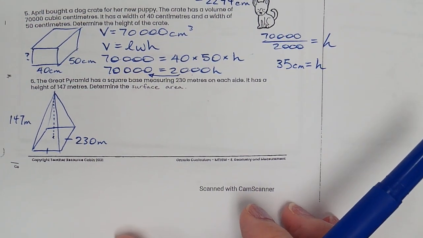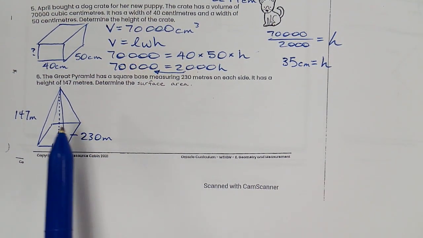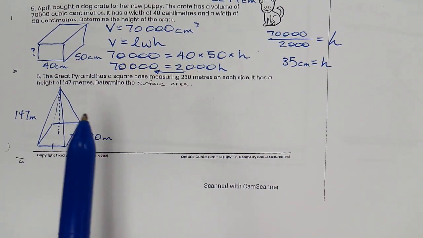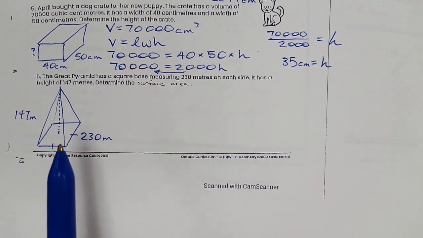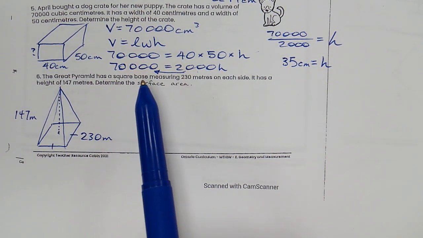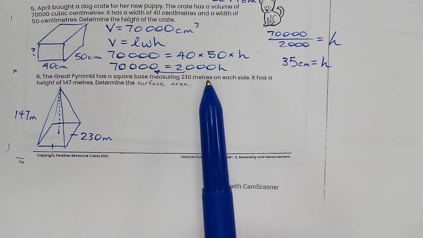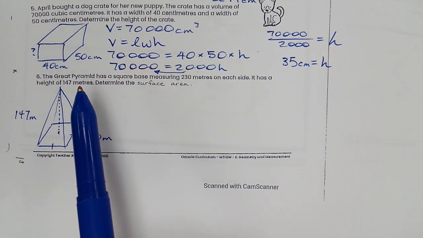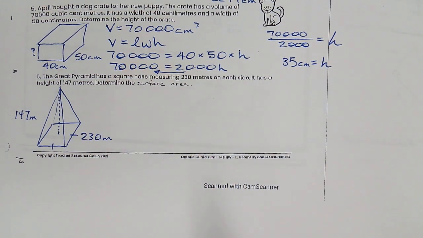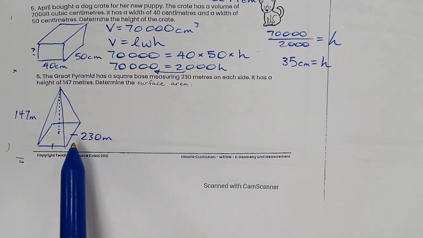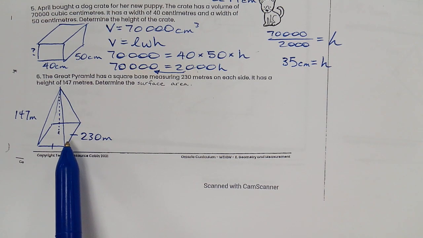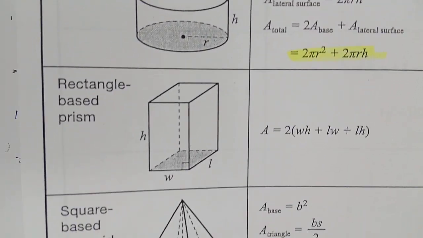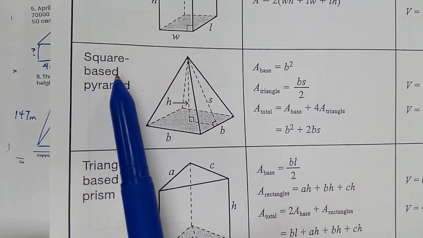And now this last one, saving the best for last. Okay, this one, I'm telling you, you'll see a question similar to this on the test. The Great Pyramid has a square base measuring 230 meters on each side. It has a height of 147 meters. Determine the surface area. So this one is called a square base pyramid. If you look on your formula sheet, square base pyramid. Oh, there it is.